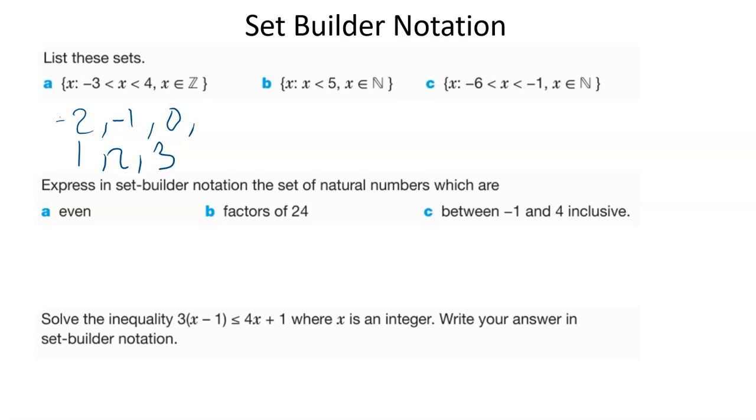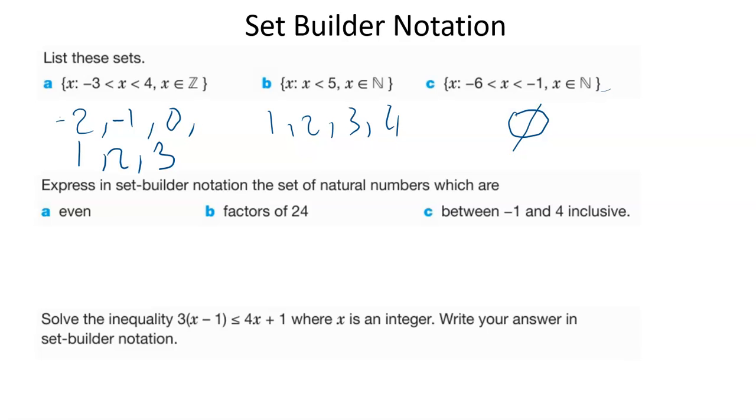Here it's saying that x is less than 5, and we are a member of the natural numbers. So the smallest thing I can be is 1, 2, 3, and then 4, and then that's it. I can't be 5 because of the strict inequality. And this time, in between -6 and -1, but I want the natural numbers, and there are no natural numbers in between -6 and -1 because the natural numbers have to be positive, and these are all negative. So we just say that this is the empty set. There's no one in it. There's nothing that complies with both.